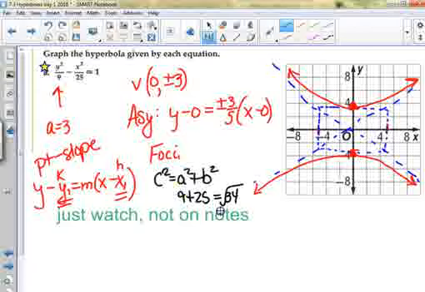34. So square root of 34, which is almost 6. So this would be up at almost 6 and down at -6.